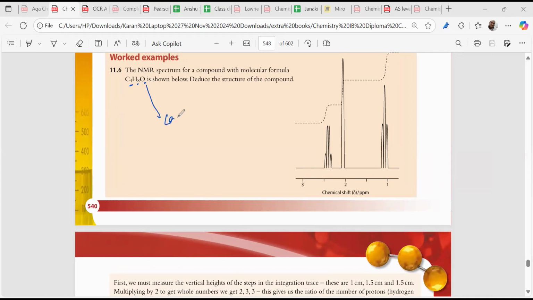Does it contain a carboxylic acid? No, there is only one O. Will it contain an ester? No, because for a C double bond O, there should be O2. Is it clear to you, right? This part is clear.